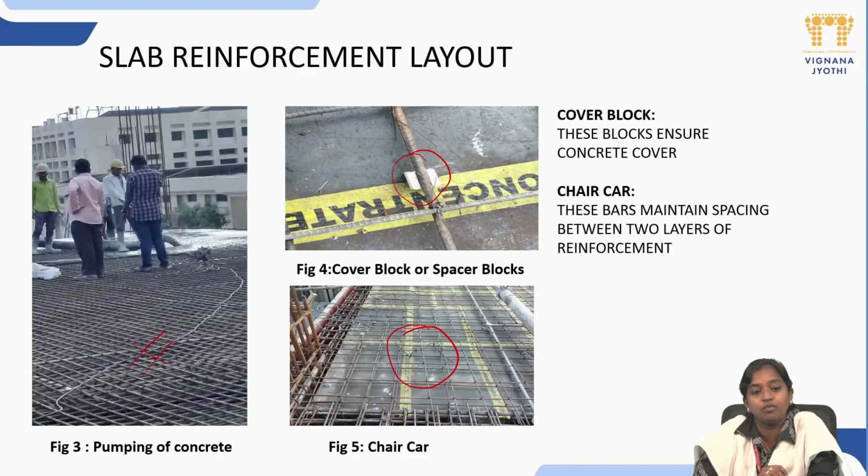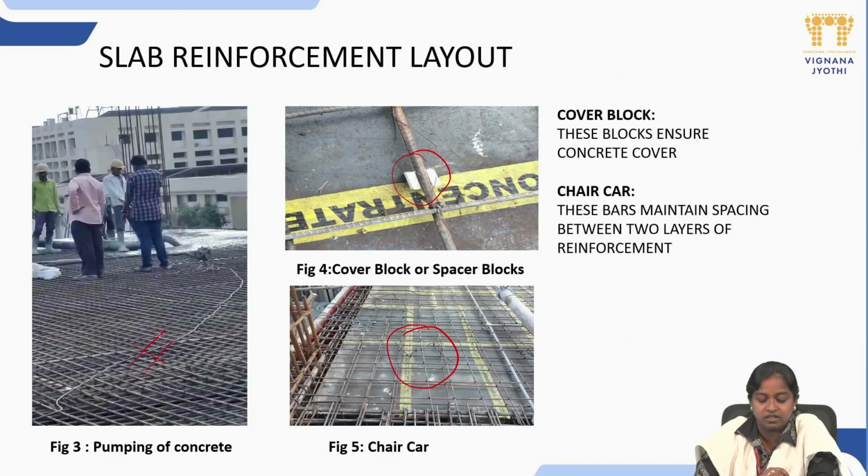In one-way slab, we provide main reinforcement in one direction and secondary or distribution reinforcement in the other direction. These two reinforcements are to be provided in the form of layers, as you can see in figure number 3. Similarly, for two-way slabs, the reinforcement is provided in both the directions and both of them are main reinforcement. Each of these reinforcements will be of different diameters and they should be laid in layers.